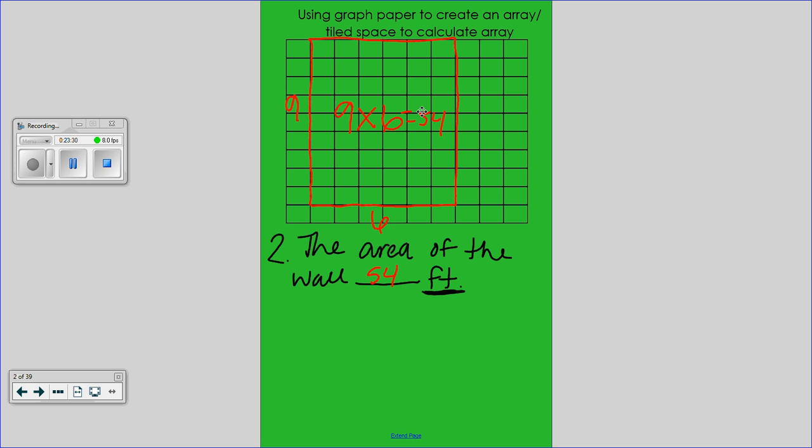Alright, same deal. Make sure you have dimensions labeled, like I have my 6 and my 9, and then cut it out and glue it underneath number 2, please. Make sure you have your dimensions labeled.